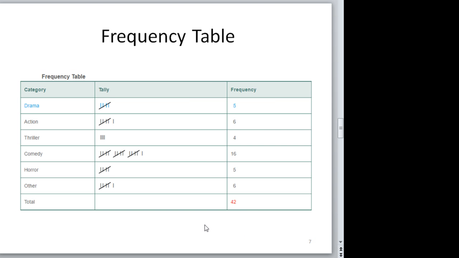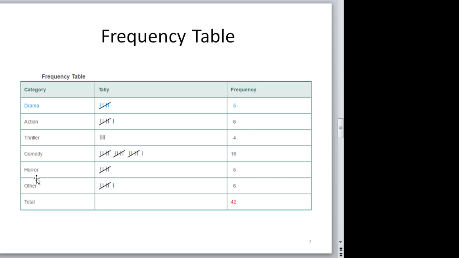If you really think about this, once you put it in the table, you can see right away that we have the highest concentration in comedy, which is 16 out of 42. And I guess the least popular would be thriller. We only have 4 of them out of 42. And the action movie and the other type are a tie because they are both 6. And drama and horror movie are also a tie at 5 and 5.